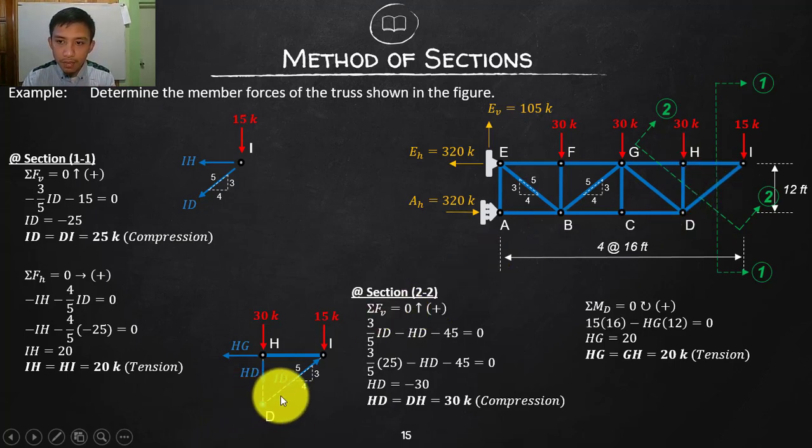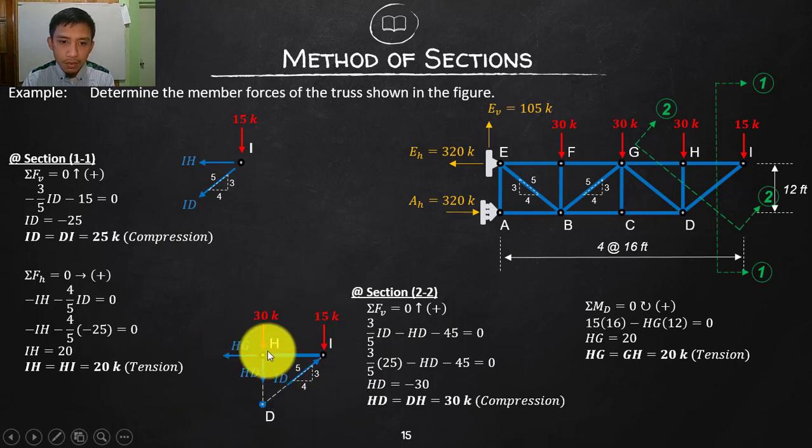So I will take a moment at D. Again, my always assumption is clockwise positive. So what forces will be giving me moments? Not this one, not that one. And so with 30, that will not be giving us moments, since that is passing through the point of reference. So the only force that will be giving us a moment is your 15 and the unknown HG. So clockwise is positive. This will be giving me clockwise.